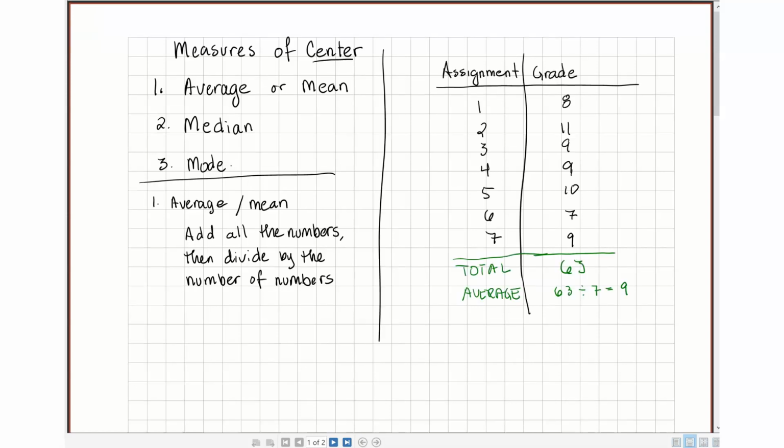So here's a small data set that includes just grades on 7 assignments, and I've already computed the total and the average, right? So to compute the average, we need to first add up all the numbers, and if you add up all those grades, you get 63. And then we need to divide by the number of numbers, which was 7. So the average grade on the assignments is a 9. And that's the easy part.